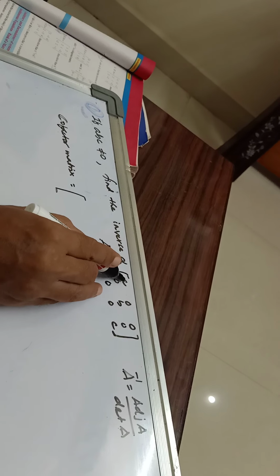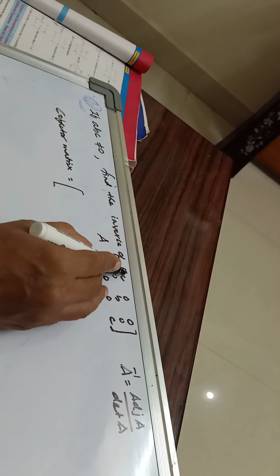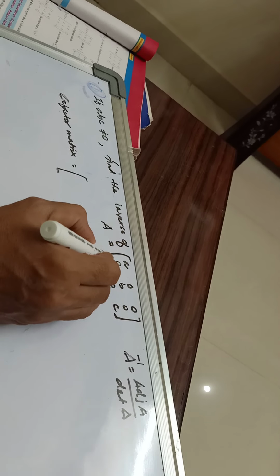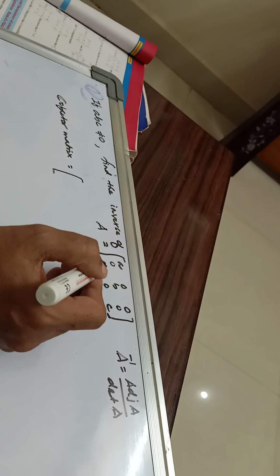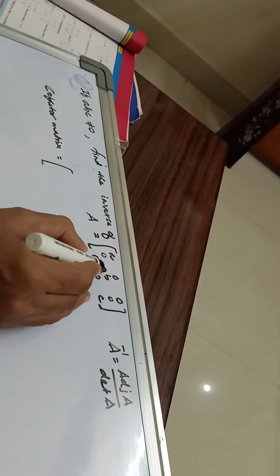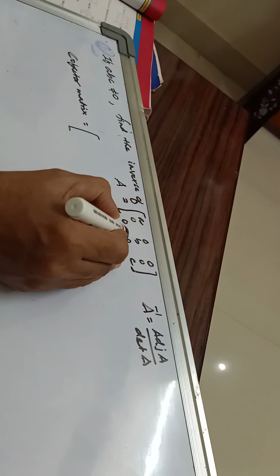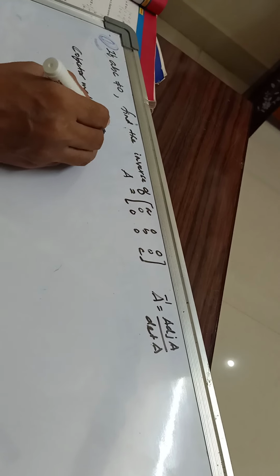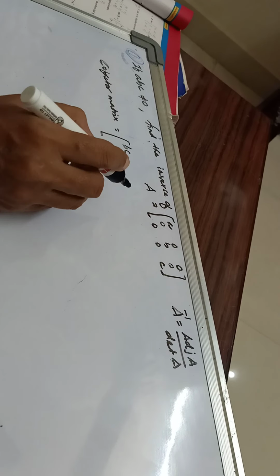Now, what is the cofactor of A? A is present in first row and first column. 1 plus 1 is 2, an even number, so the sign will not change. If this row and this column are deleted, this will be the 2 by 2 matrix we are left with. Its determinant is BC minus 0, that is BC. So, the cofactor of A is BC.